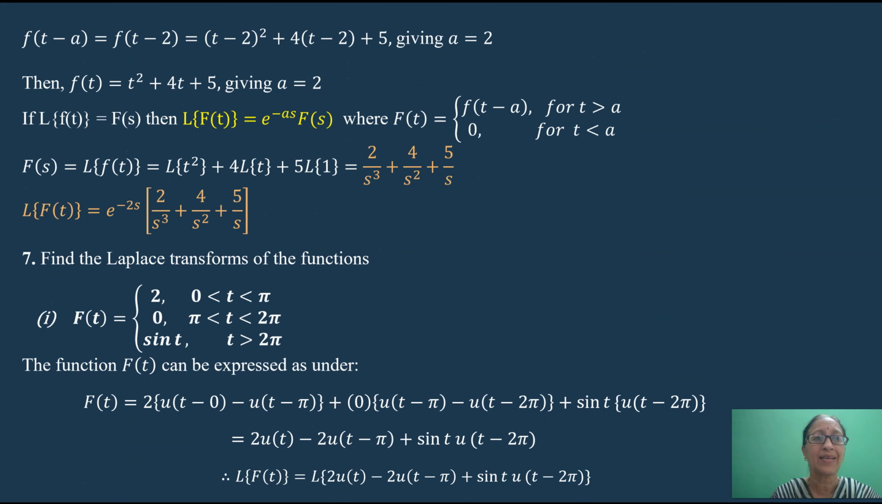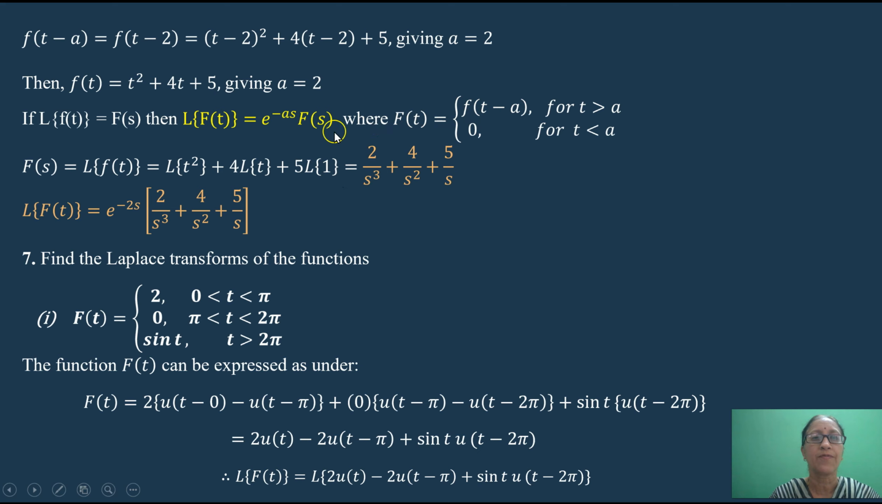So here, the Laplace transform of capital F of t is e power minus as f of s. Right. So to get this f of s, we need f of t. So here, what is f of t minus a? f of t minus 2, which is (t minus 2) whole square plus 4 into (t minus 2) plus 5. Here a equal to 2. Then by observing this expression we can write f of t equal to t square plus 4t plus 5.